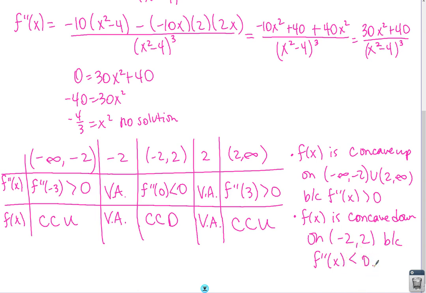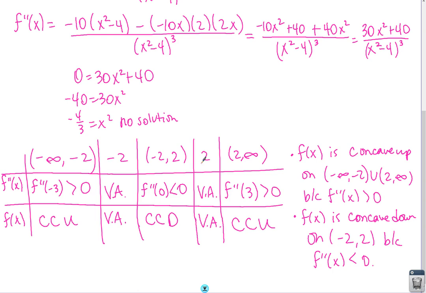Okay, so our concavity has changed at negative 2 and positive 2. However, these are not points of inflection because negative 2 and 2 are not points on my function. They're vertical asymptotes. So they're not actually points of inflection here. I hope that makes sense.